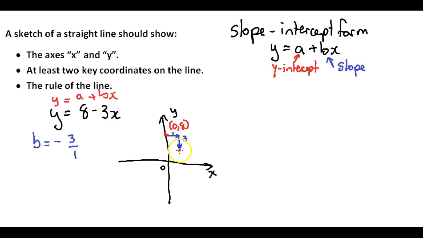And because I know where I started from, I can figure out the coordinates of this point, so we'll do that now. I started at x equals 0 and went across 1, so now I'm at x equals 1. So that's the second point on this line. Now I've got my 2 dots, put my straight line in, there it is, and I should label it with its rule. And that gives me the sketch of that line.